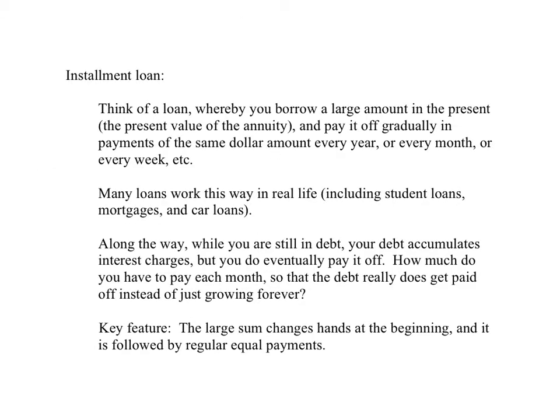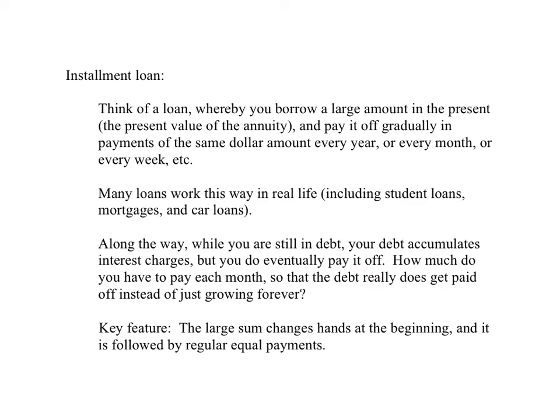What then is an installment loan? Well, here the name is a little bit more suggestive. It's a loan that's paid off in installments. So think of a loan whereby you borrow some large amount in the present, we'll call that the present value of the annuity, and you pay it off gradually in payments of the same dollar amount every year or every month or every week, whatever the time interval is, it's always the same time interval. These are regular payments. So many loans work this way in real life. Student loans, mortgages, car loans. Along the way, so while you're still in debt, your debt is accumulating interest charges, but you do eventually pay it off.